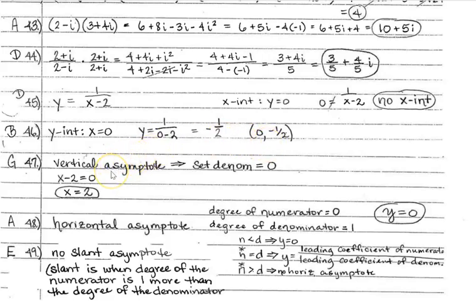My vertical asymptote is just where the denominator equals 0, so I'm going to set x minus 2 equal to 0, so that would give me x equals 2. If you have a horizontal asymptote, you won't have a slant asymptote, but for the horizontal asymptote, we compare the degree of the numerator and denominator. So for this one, the degree of the numerator was 0 and the degree of the denominator was 1. When the degree of the numerator is less than the degree of the denominator, then y equals 0 will be your horizontal asymptote, which was the case here.